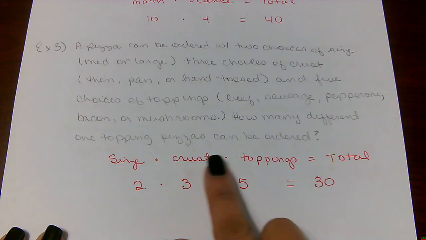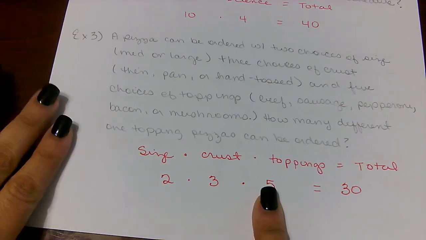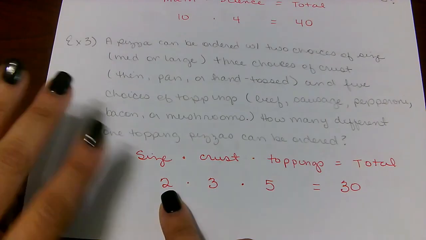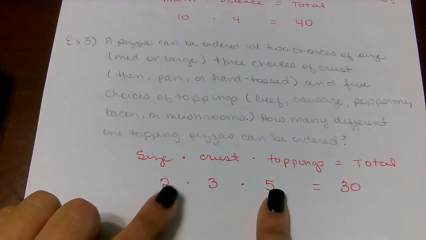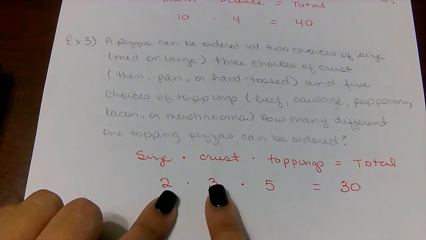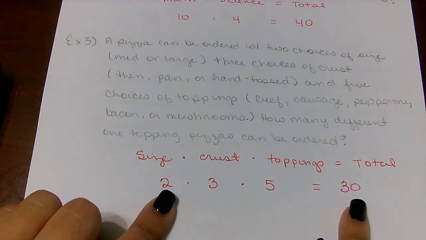So notice here we have 3 different options. We're just going to expand on the fundamental counting principle and say, well, if we have 3 options, we're just going to multiply those numbers together. So there's 2 sizes, 3 crusts, and 5 toppings. If I multiply all this together, there's a total of 30 different 1-topping pizzas that can be ordered.